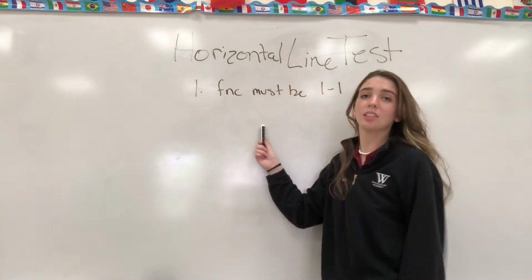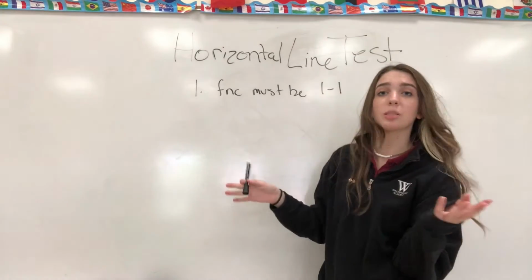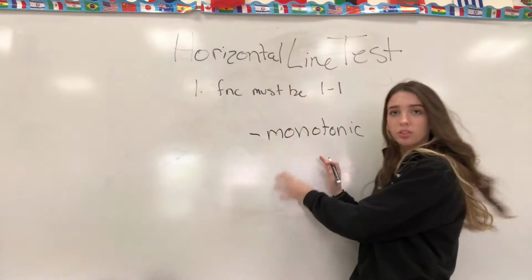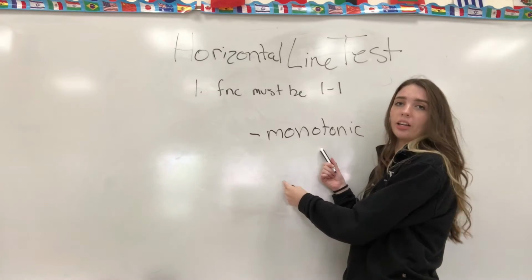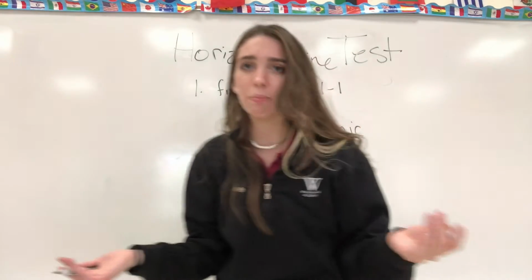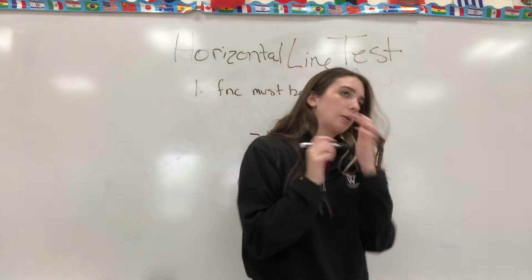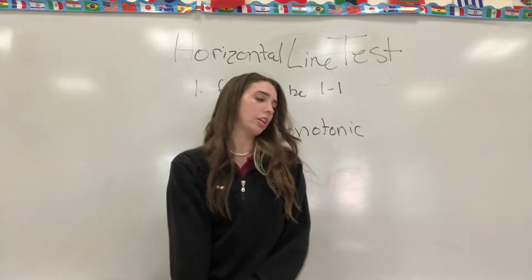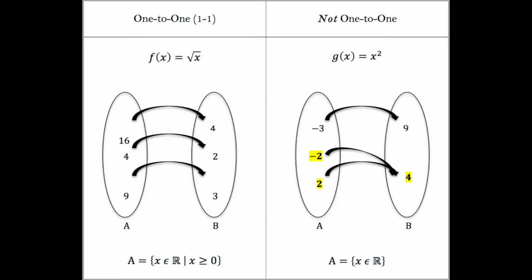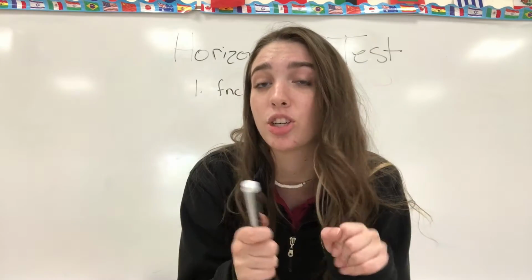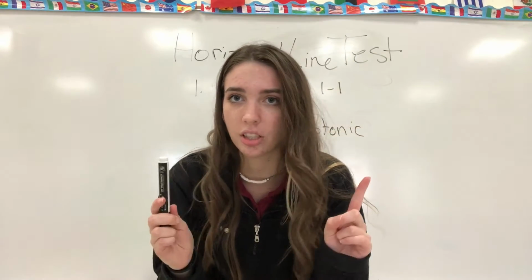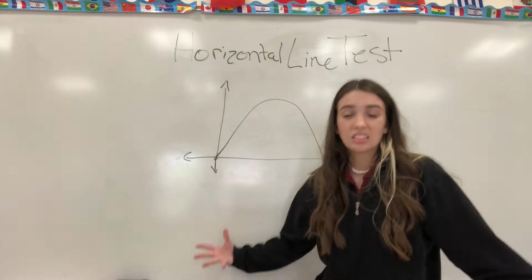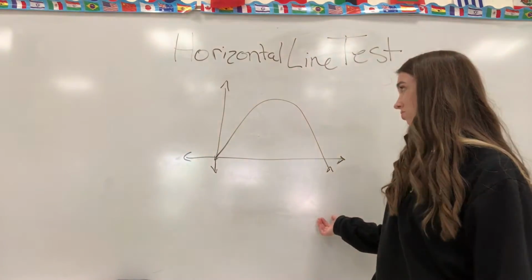The function must be one-to-one, and in order for it to be one-to-one, it must be monotonic. You don't really need to know that word, but basically it just means, I don't know what that means. Basically means that it has to be strictly increasing or strictly decreasing in whatever its domain is. But I'm going to paint a pretty little picture, and it's going to make a lot more sense with the graph. So graph time.